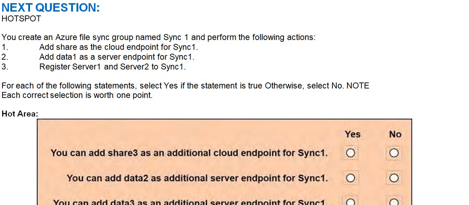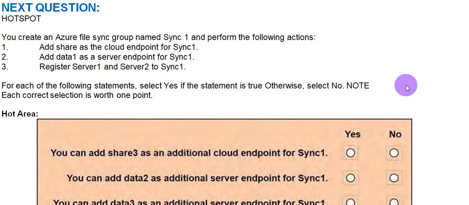Our next question is, you create an Azure file sync group named sync1 and perform the following actions. First, you add share1 as a cloud endpoint for sync1. Second, add data1 as a server endpoint for sync1. Third, register server 1 and server 2 to sync1. For each of the following statements, select yes if the statement is true, otherwise select no.